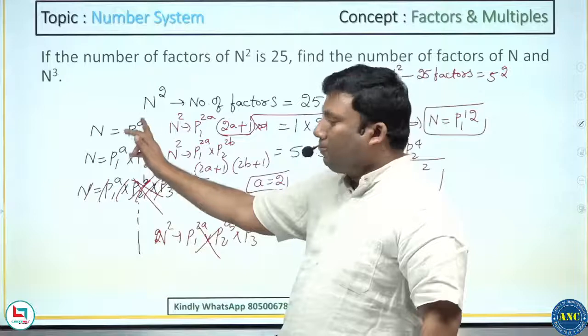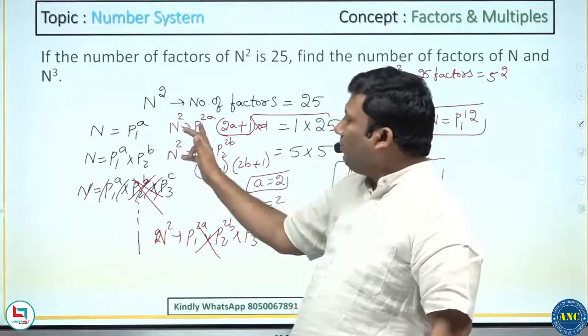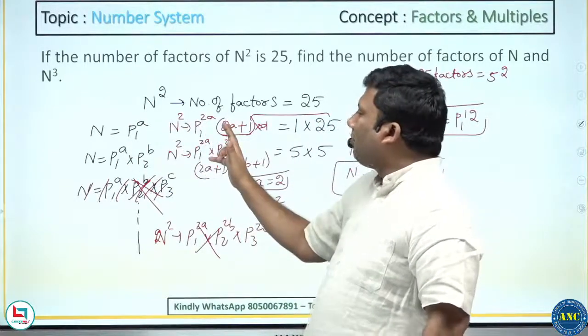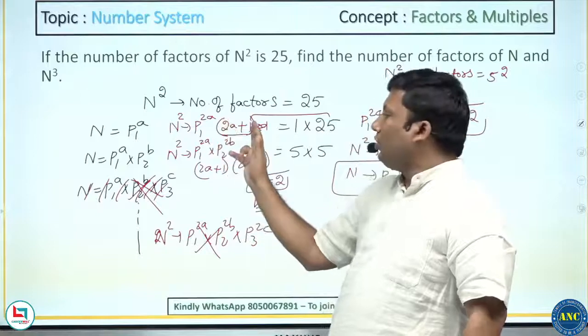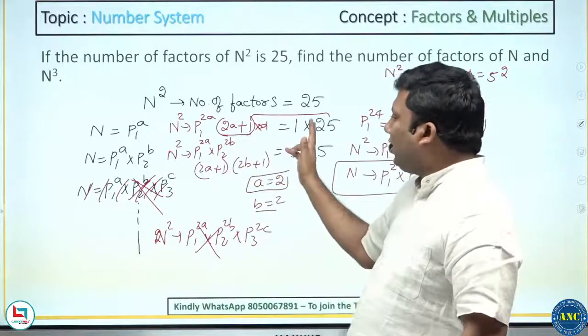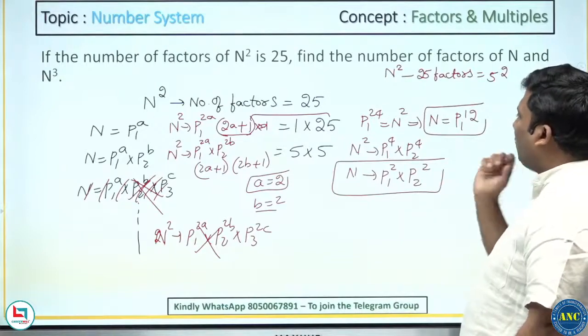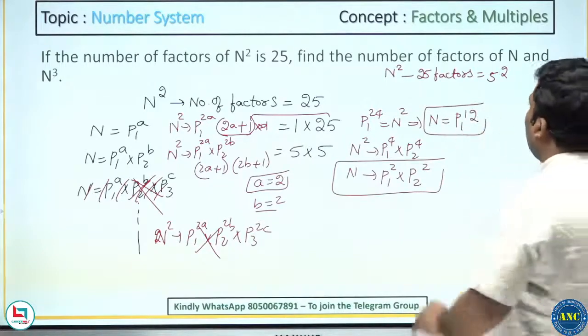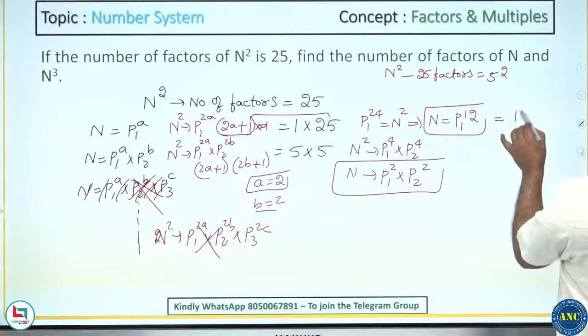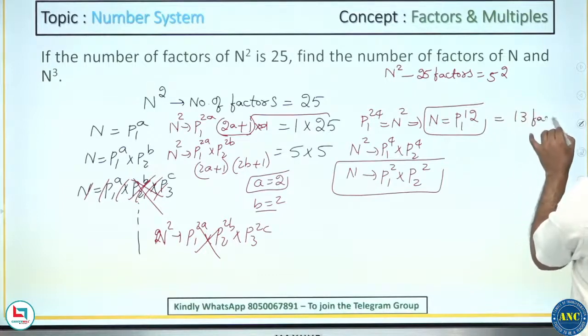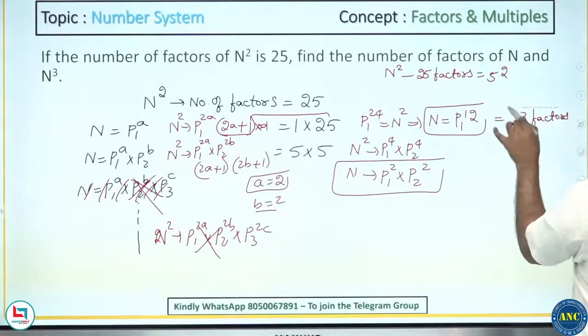N equivalent to P1 power a. N square will become P1 power 2a. Factors will become 0 to 2a. 2a plus 1 is 25. 2a is 24. A value will be 12. So P1 power 12. How many factors will be there for this number? 13 factors will be there for this number.